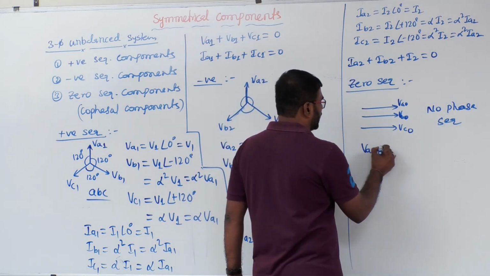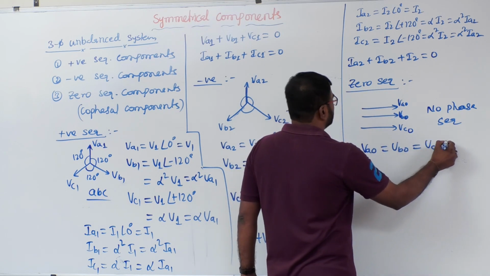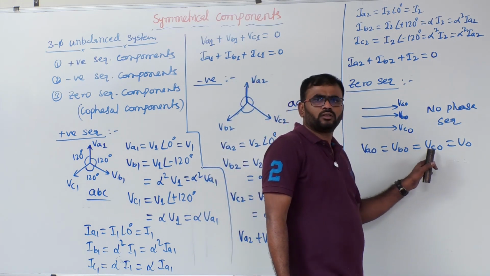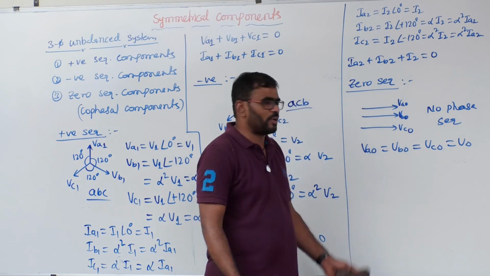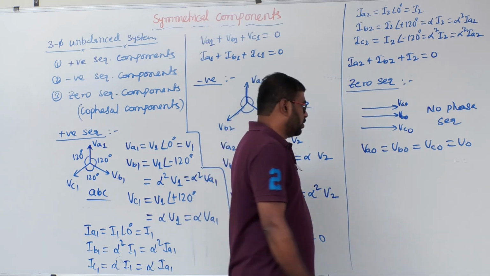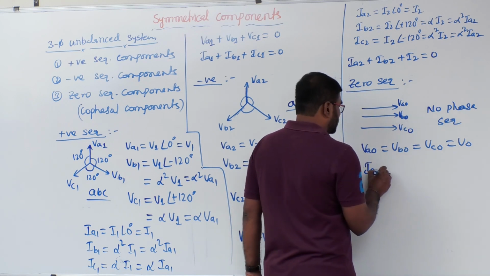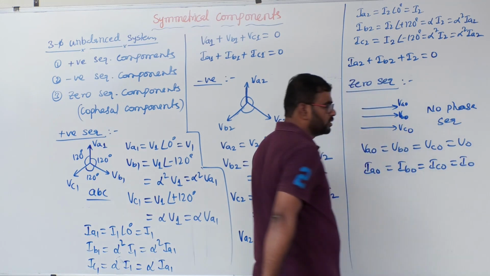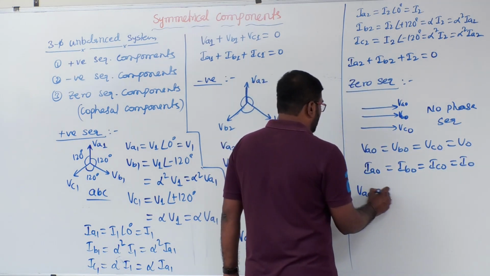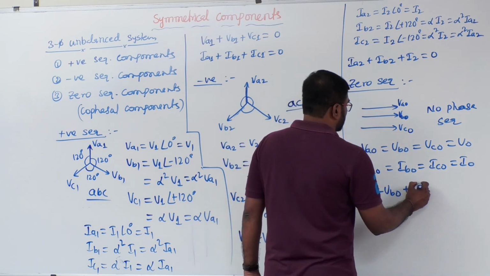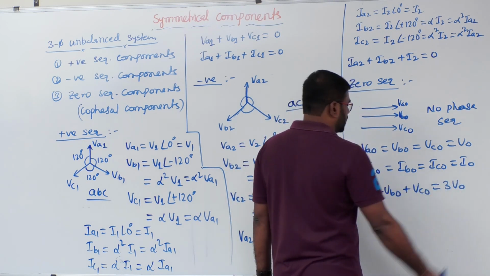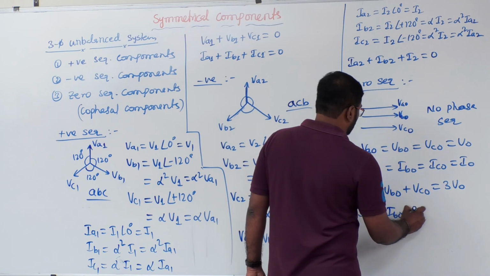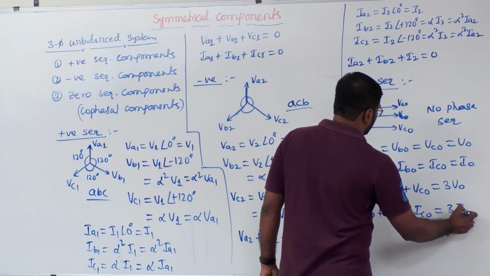Now tell me the relation: VA naught equal to VB naught equal to VC naught. You can write V naught. If I know VA naught, then VB naught and VC naught are just the same as VA naught. So I can write IA naught, IB naught equal to IC naught, that is nothing but I naught. So if I add VA naught, VB naught and VC naught, we get 3 times V naught or 3 times VA naught. If I add IA naught, IB naught and IC naught, that is 3 times I naught.